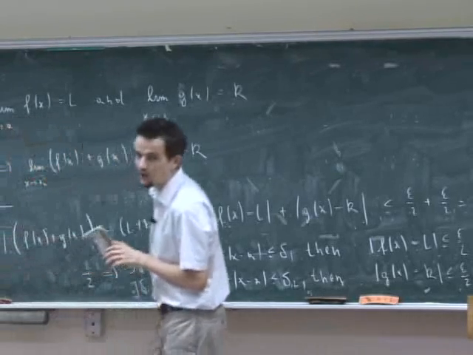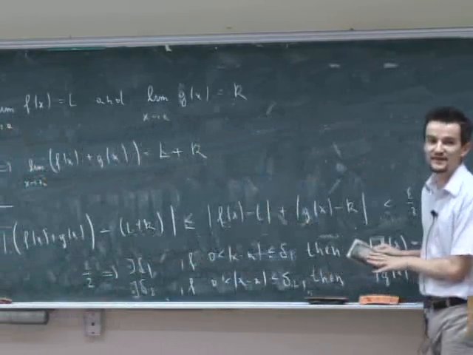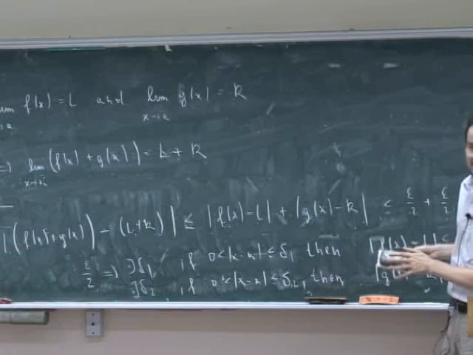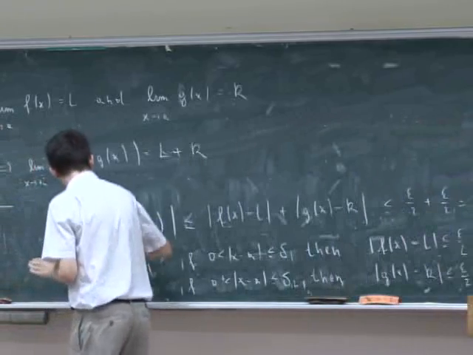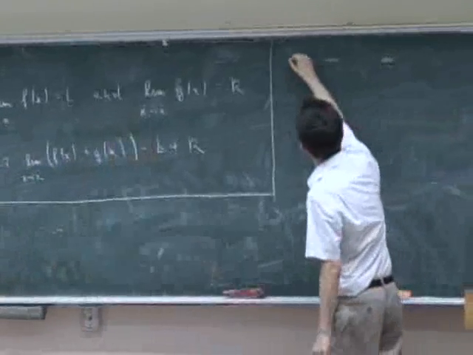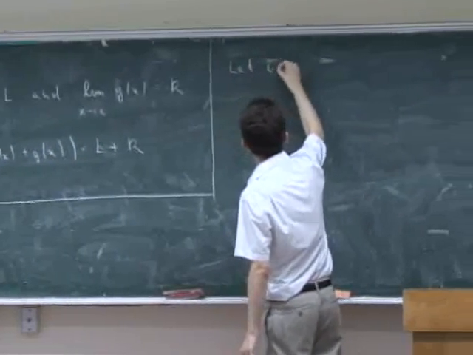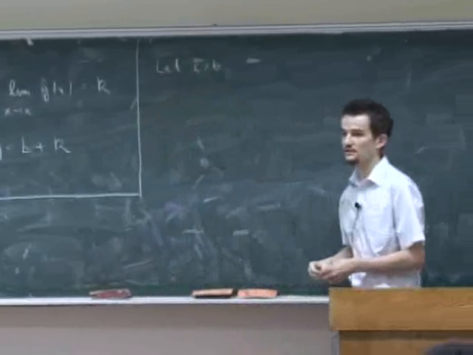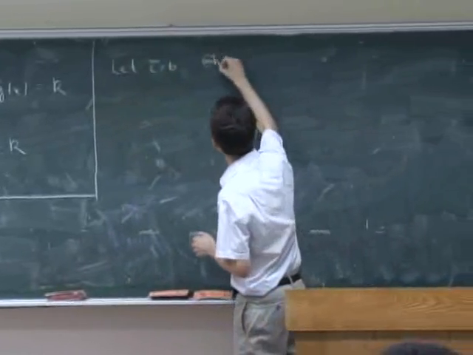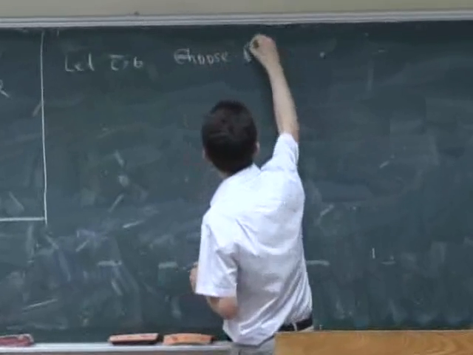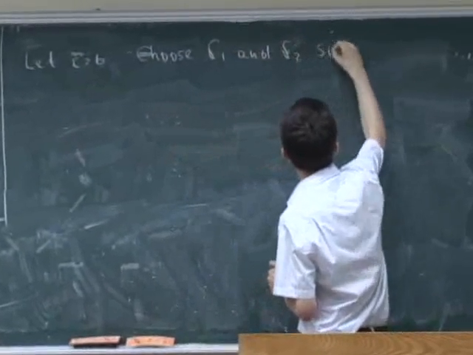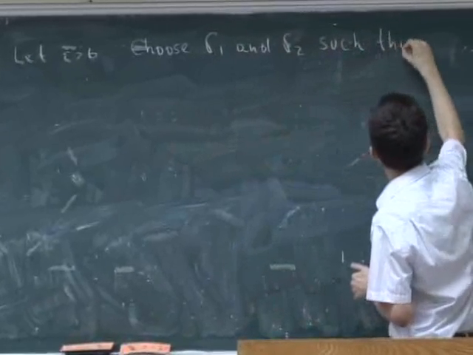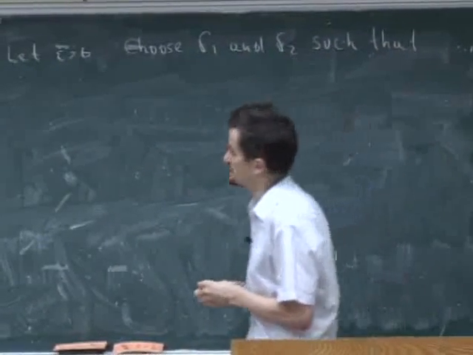So I write out the whole proof, because this was, again, the first step, guessing the delta. So once more, I spend time to write out the whole proof. Again, we start with an epsilon larger than 0. Then choose delta 1 and delta 2 such that the following relations are satisfied.